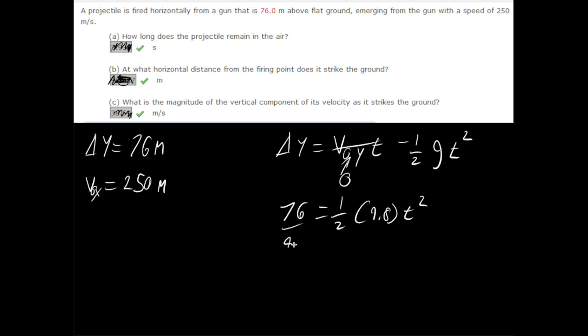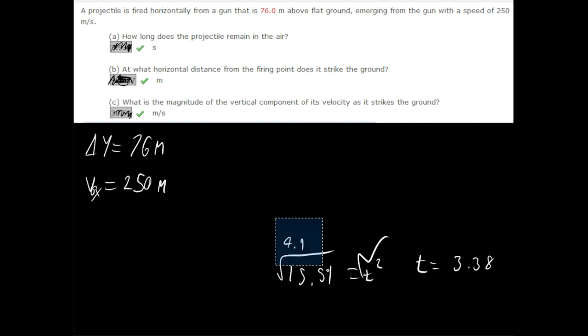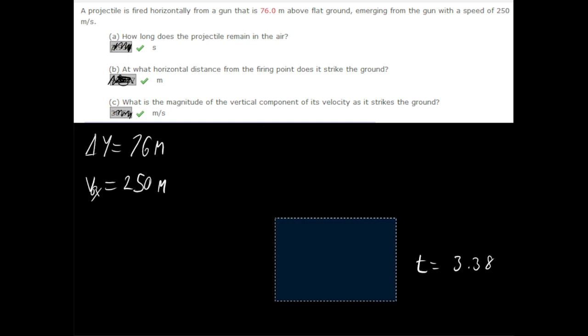So if we divide this by 4.9, 76 divided by 4.9, that's 15.51 equals t squared. Square root both sides, and t equals 3.38. So that's how you solve A. And I think we're going to be running out of space, so I am going to get rid of this. Just going to leave the time there.